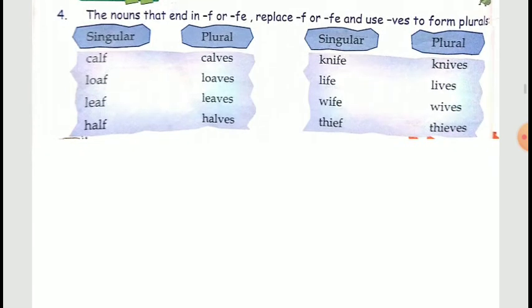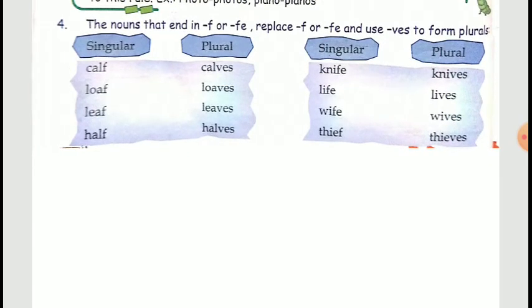Now the fourth rule says the nouns that end in F or FE. Keep in mind all those words which have F or FE at the end, you have to remove that F or FE and use VES to form the plurals. Now look at the word calf. It has an F, so you have to remove that F and add VES. So calf becomes calves, loaf becomes loaves, leaf becomes leaves, and half becomes halves in plural.